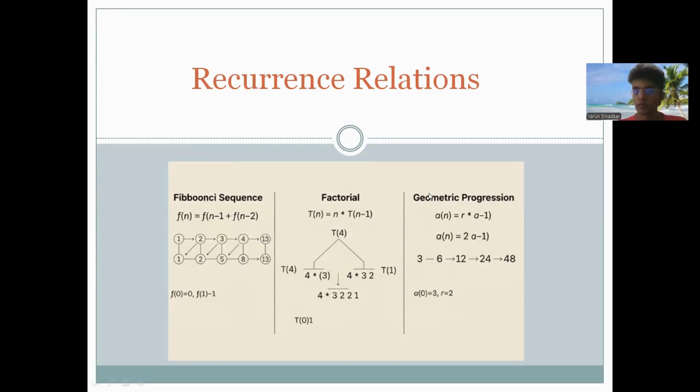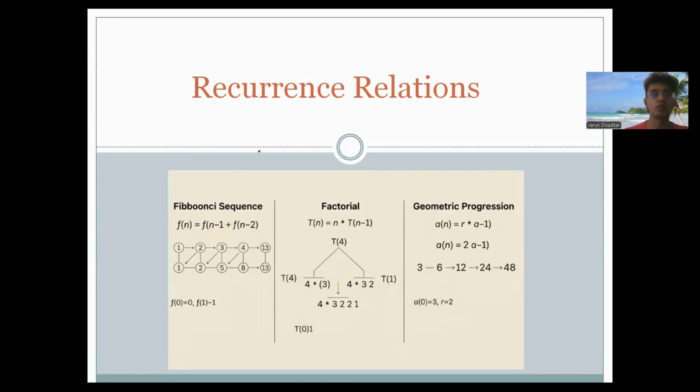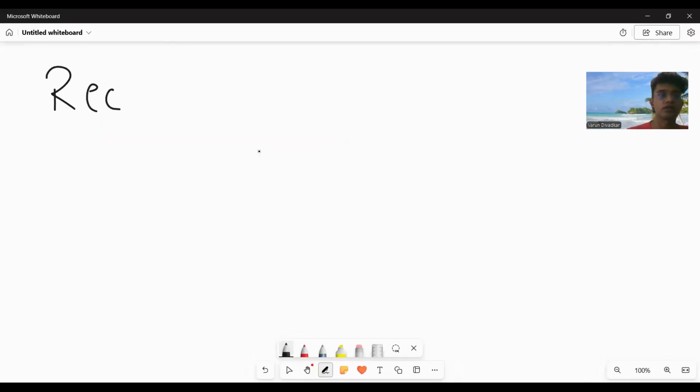Hey everybody, welcome to another episode of this math class where today we are going to talk about a very popular and interesting topic in discrete mathematics called recurrence relations. As you see on the screen, the word recurrence itself implies something which repeats in a sequence. That's called recurrence. So let's take the whiteboard and understand what we are essentially trying to do here.